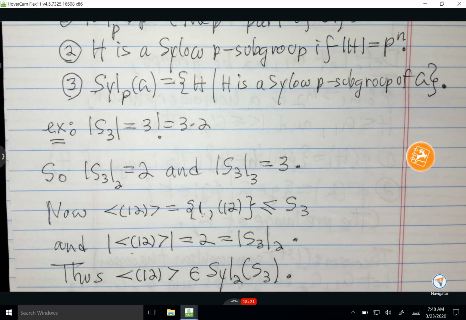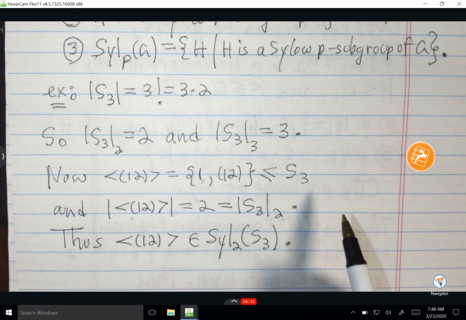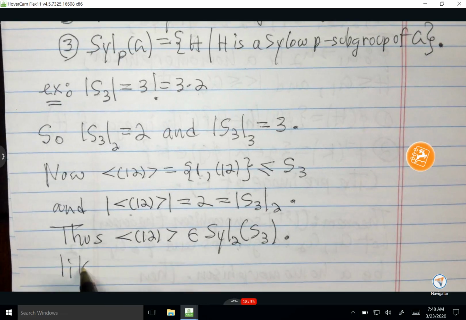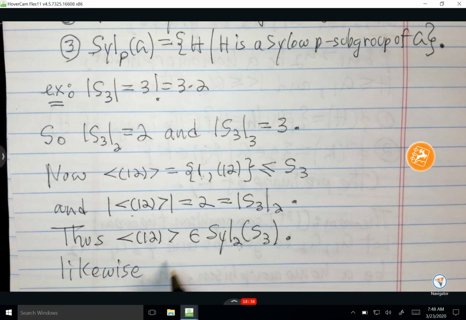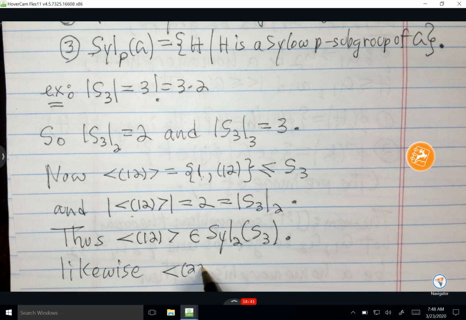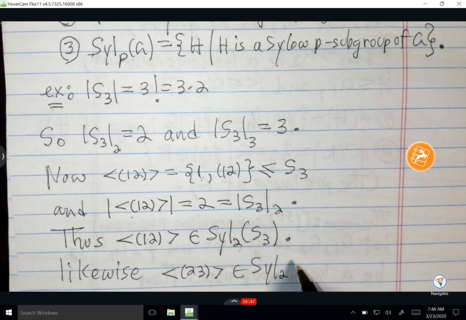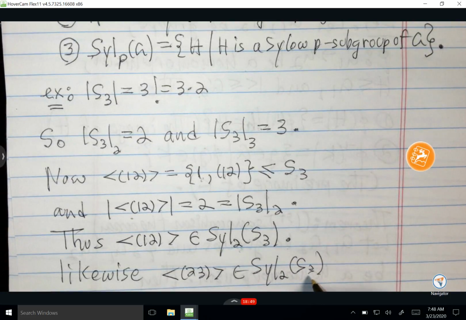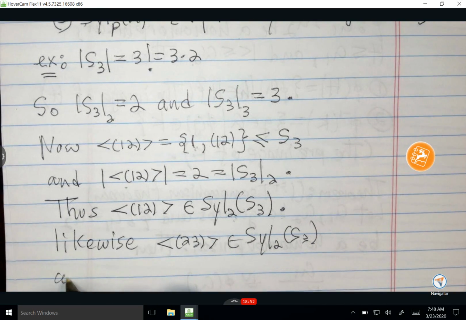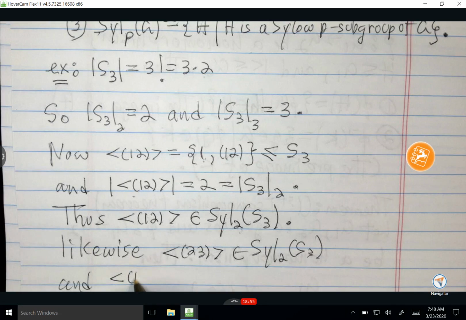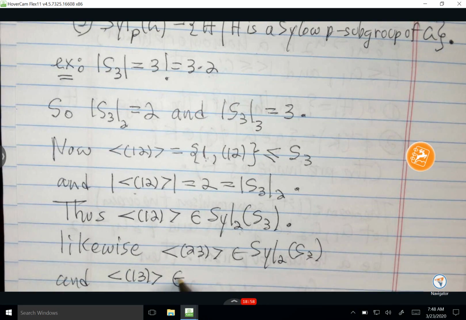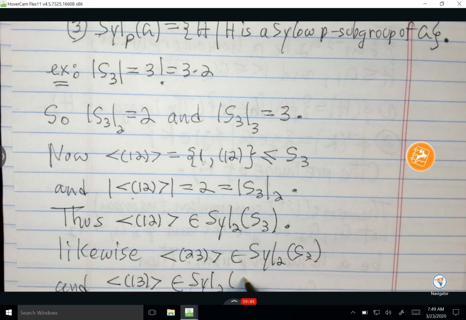Likewise, I can find 2 other Sylow 2 subgroups of S3. Just take the other 2-cycles. They each generate a Sylow 2 subgroup of S3. So let's do that. Likewise, the cyclic subgroup generated by (2 3) is a Sylow 2 subgroup of S3. And the cyclic subgroup generated by (1 3) is a Sylow 2 subgroup of S3.